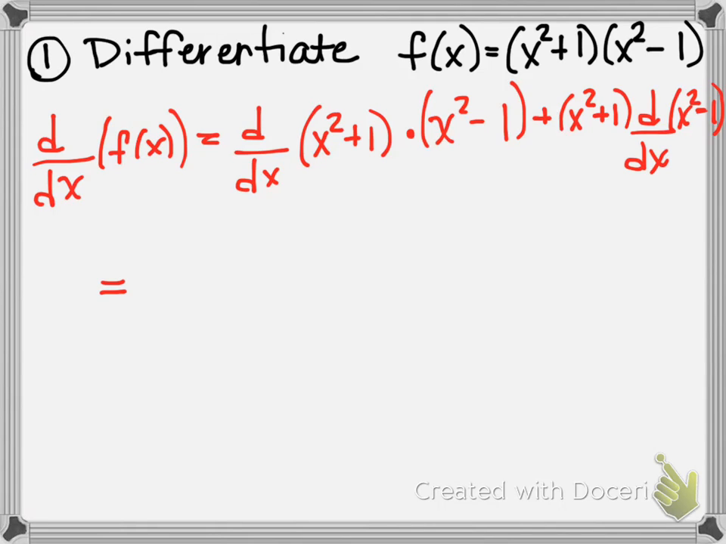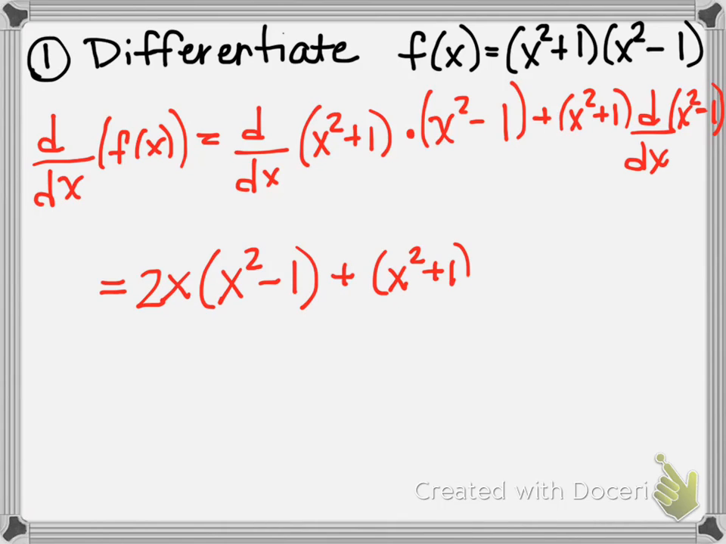So we take the derivative of x squared plus 1, and we get 2x. And now we leave x squared minus 1 alone. So we get 2x times x squared minus 1. Notice that's the derivative of the first factor of my quotient, of my product, and we leave the second factor alone. Then we add that to x squared plus 1, that's the other factor of the product, times the derivative of x squared minus 1, which is also 2x.